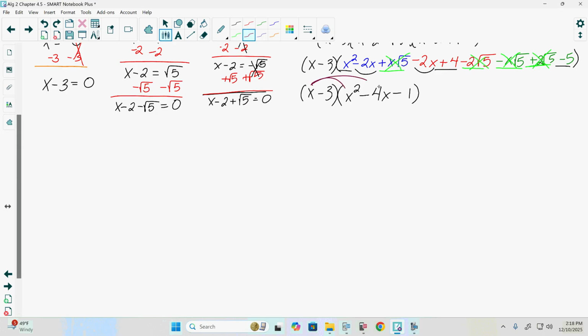But last thing we got to do is just distribute x minus 3. X times x squared is x cubed. X times negative 4x is negative 4x squared. x times negative 1 is negative x. Negative 3 times x squared is negative 3x squared. Negative 3 times negative 4x is plus 12x. Negative 3 times negative 1 is plus 3.